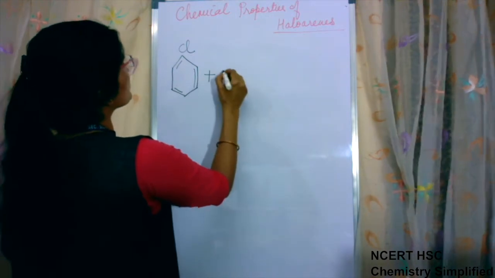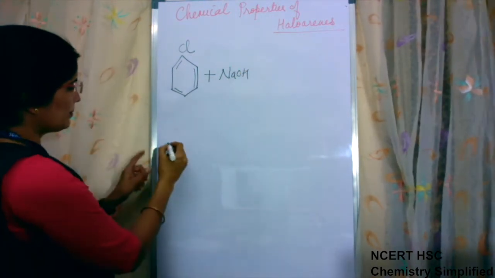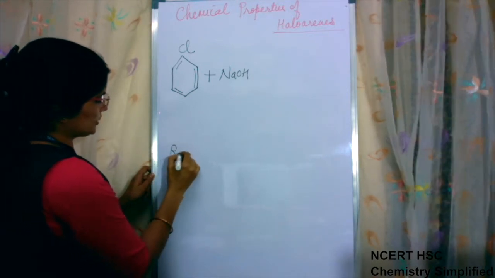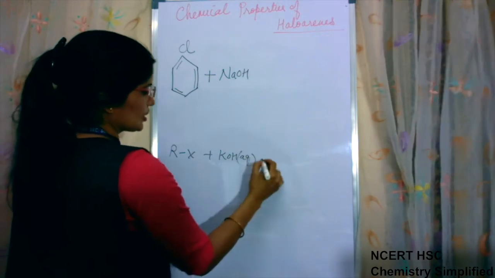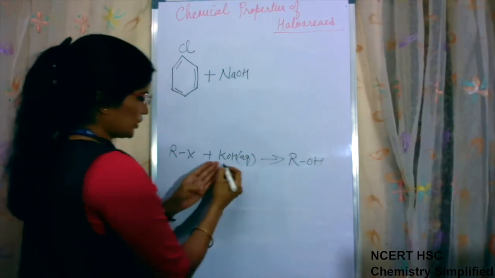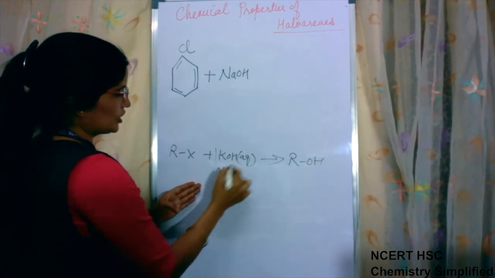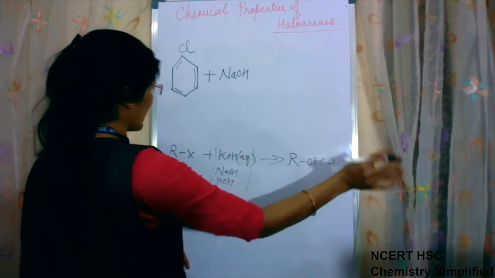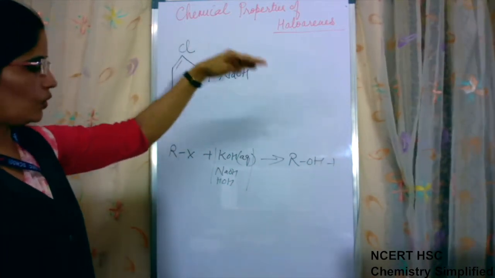The same NaOH or KOH also we can use. Compare it with the reaction RX plus KOH aqueous. So it used to give substitution product ROH. KOH, NaOH or HOH, we had used to get alcohol plus byproduct. This was a reaction.